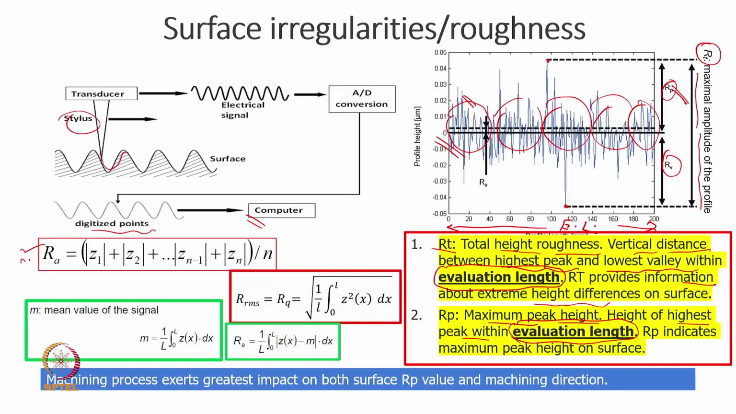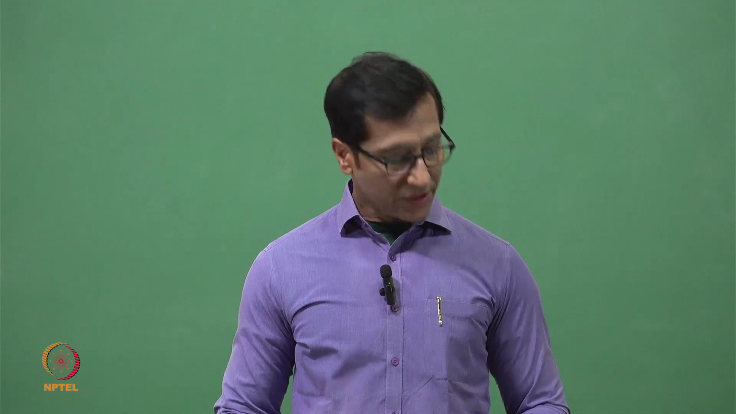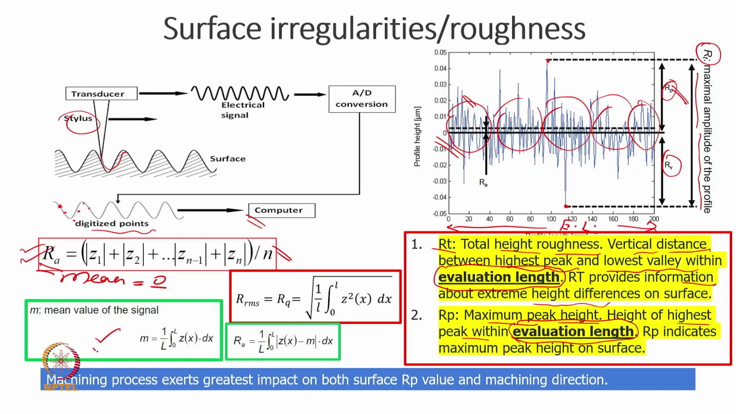So sometimes we calculate the Ra value using the summation of all digitized points, that means this is Z1, this is Z2, Z3, Z4, Z5, Z6 and so on, and we take the absolute value. We don't go with negative and positive, we take the absolute value and divide by the number of points, that's the Ra value. However, the assumption here is that the mean is equal to 0. If the mean value is not 0, then we need to first find out the mean value of the signal. If it is 0, then there is no issue, but it is better to check it.